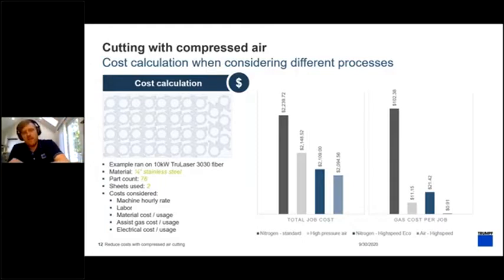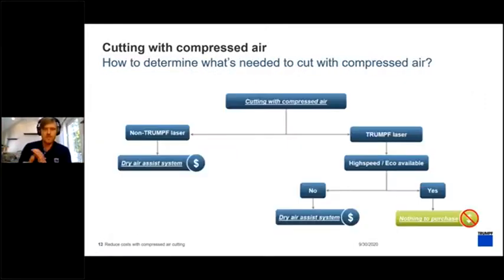So when you look at the cost of the compressed air process, because we got rid of the nitrogen, this guy again has the lowest process cost. So it's going to be the cheapest part. And when you look on the graph to the right of that one, you can see how much the actual assist gas cost is associated with the part. So really substantial cost savings with these nozzles.